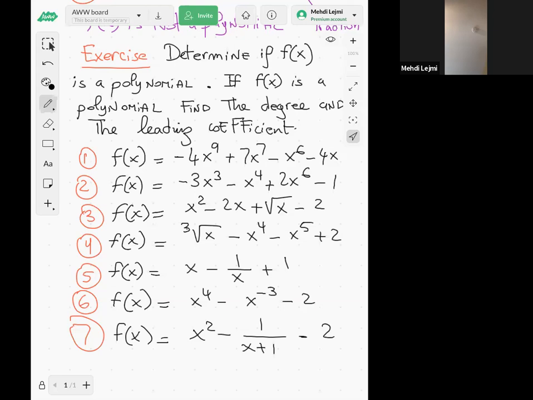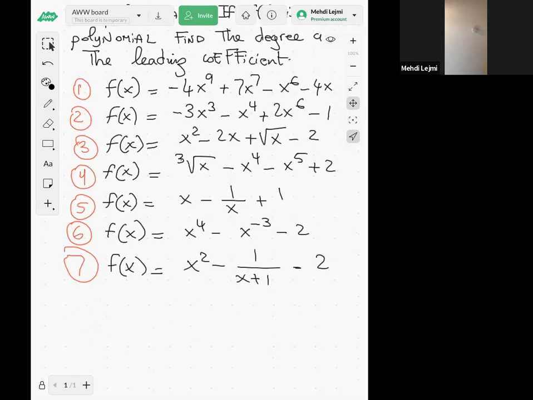So just be careful, guys, with number 5. When we have 1 over x, let me make a remark here. So you have 1 over x, right? It's just 1 over x power 1, right? This is power 1 here.